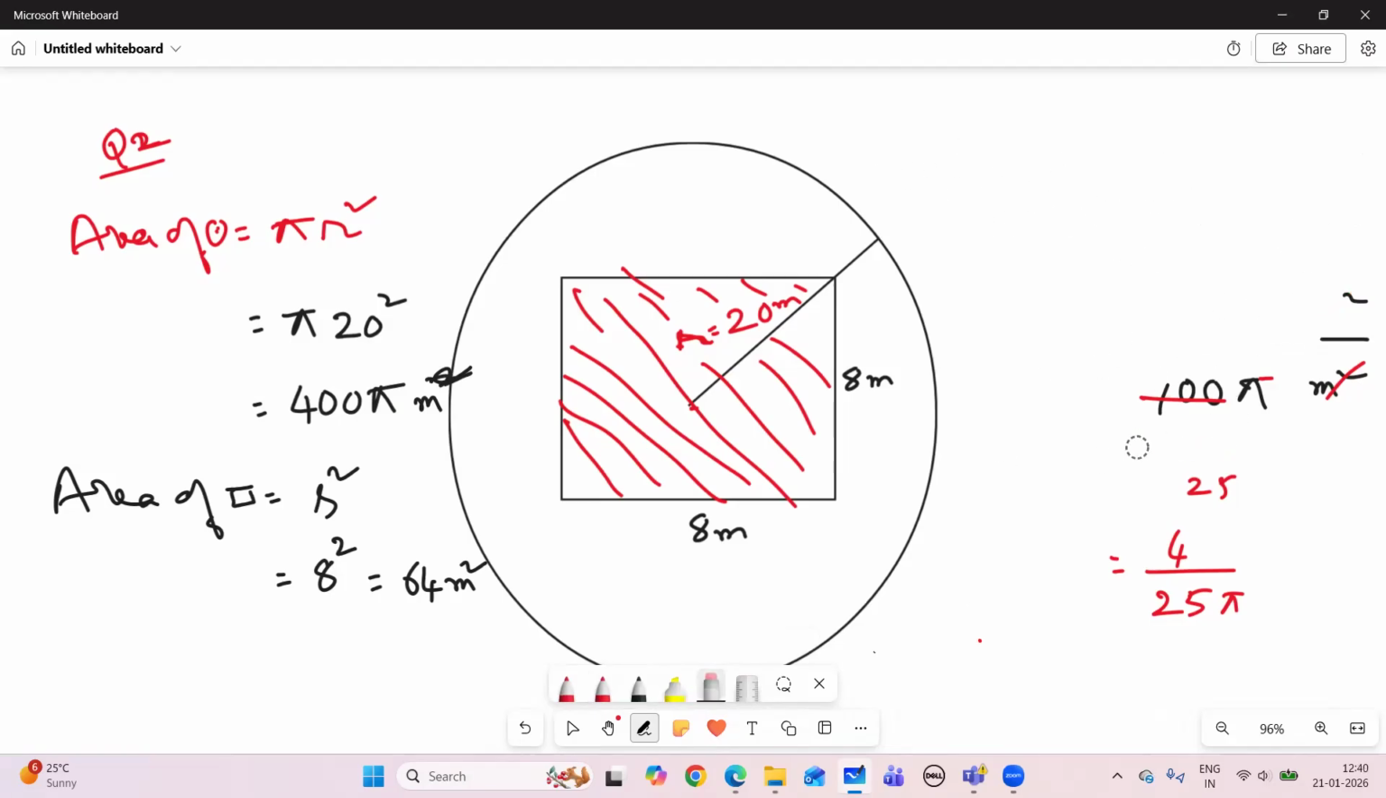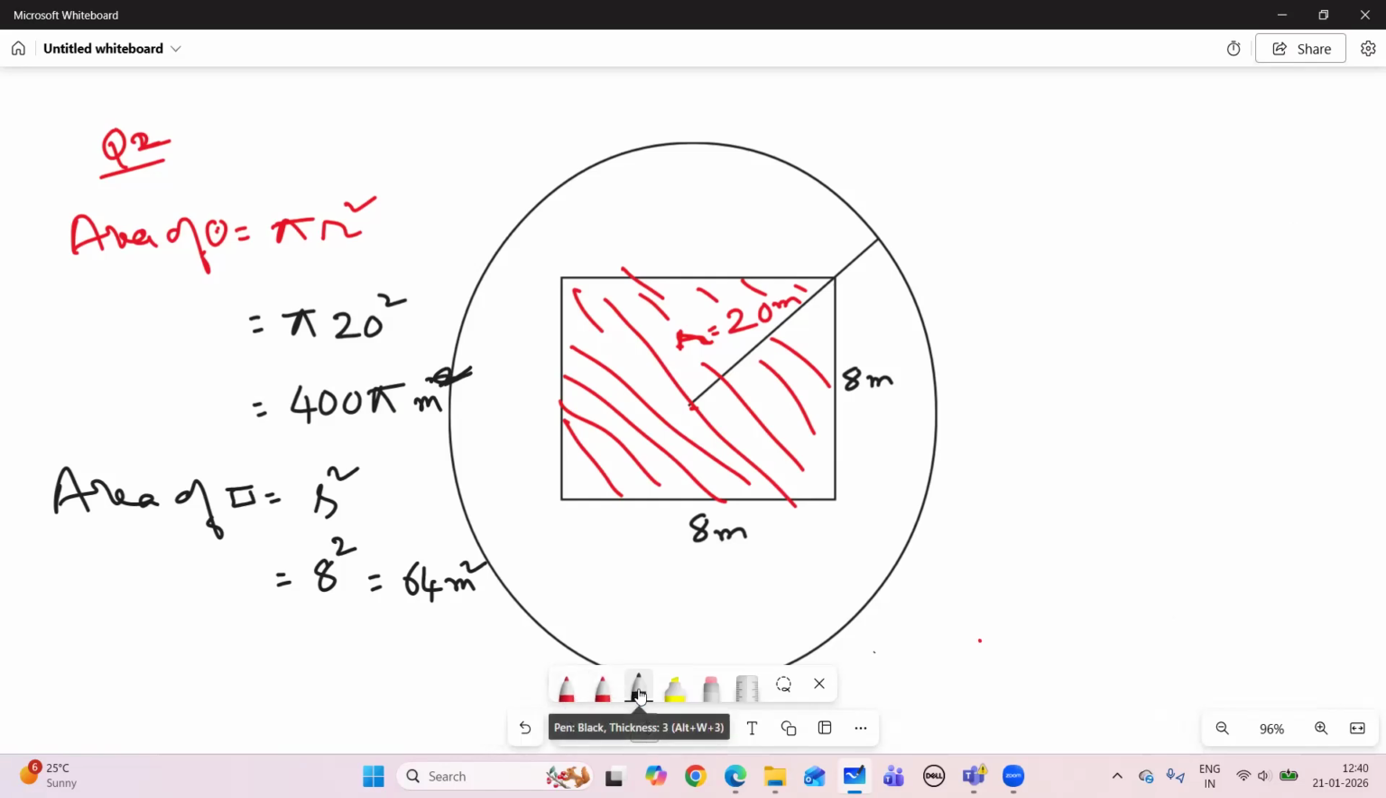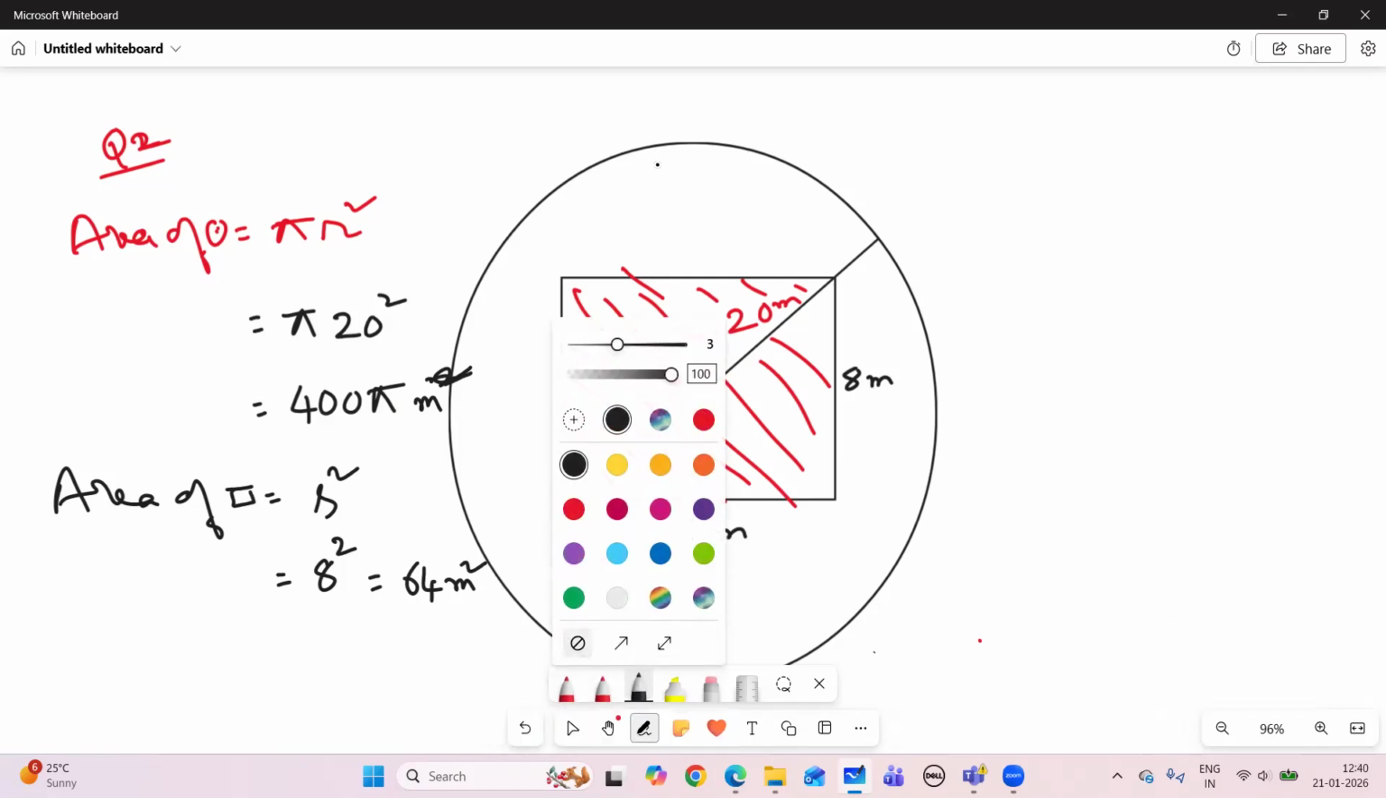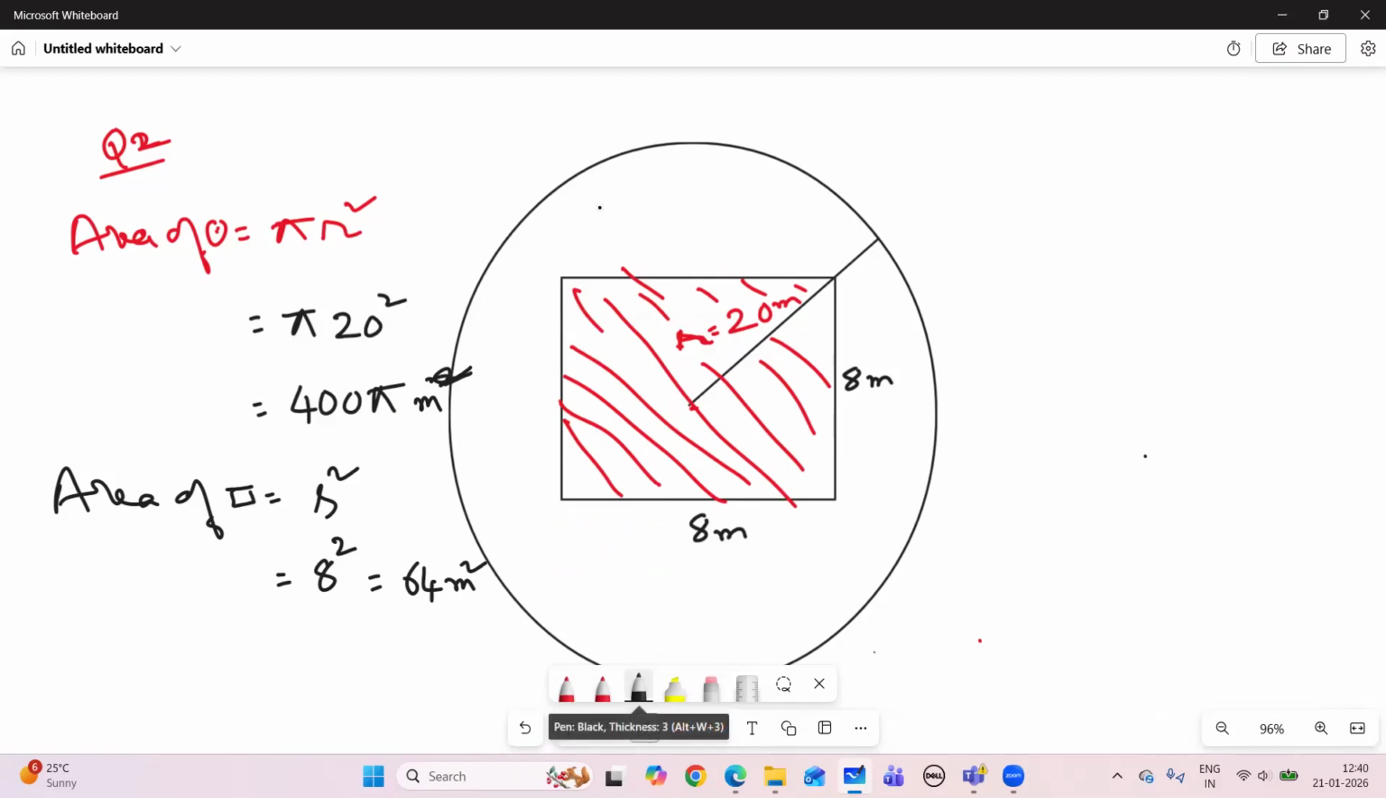Before finding the probability, actually, we are planting, so we have to find the probability that the sapling is grown outside this square. So I have to subtract the area of the square from the area of the circle. So I have to subtract 64 from 400.